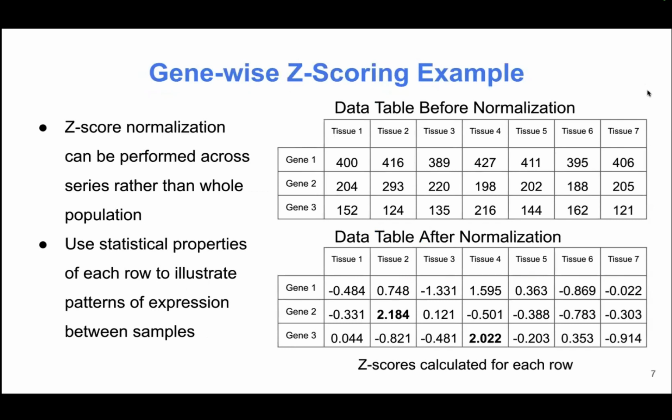Often in this omics context, what we'll look at is doing z-scoring on specific genes rather than our population as a whole. So we'll be looking at rows in our matrix as series rather than our overall matrix as our series.